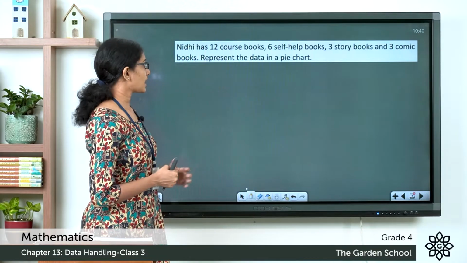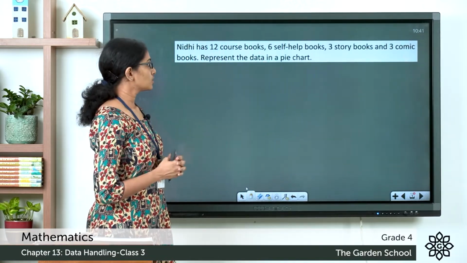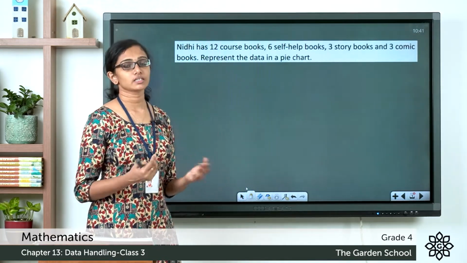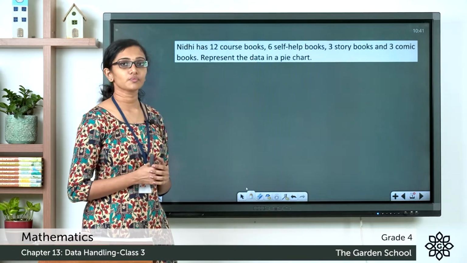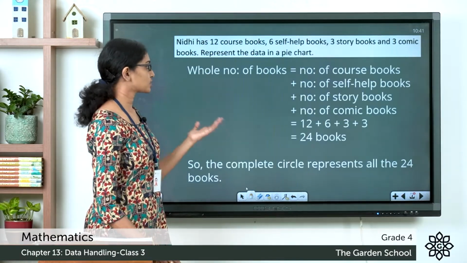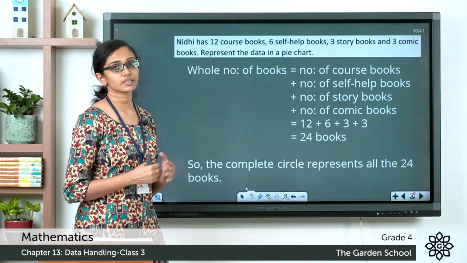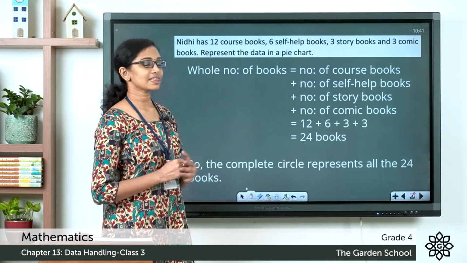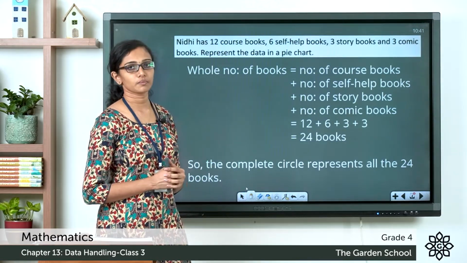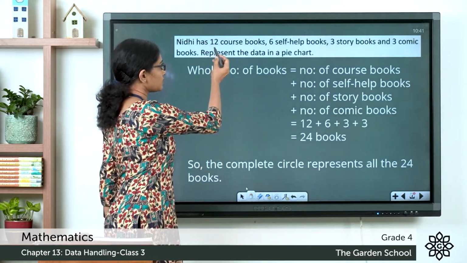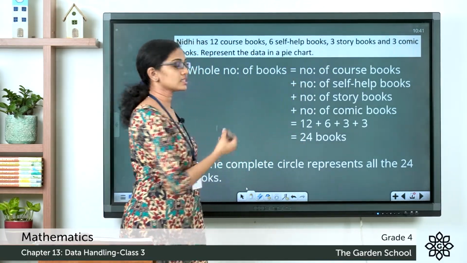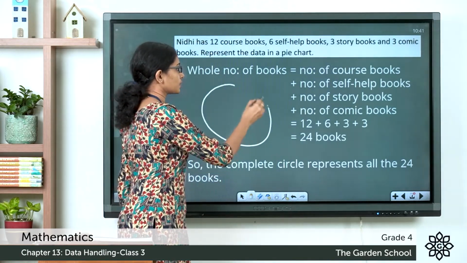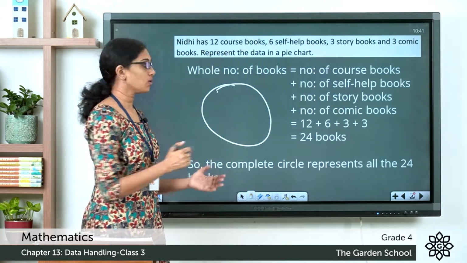So here it is mentioned that Nidhi has these many books. So we need to find out how many total number of books should be represented in that circle. So what is the total number of books that she has? The total number of books that she has, or the whole number of books she has, will be equal to the number of course books plus the number of self-help books plus the number of story books plus the number of comic books. And that is equal to 12 plus 6 plus 3 plus 3, and that is equal to 24 books. So this means that the whole circle of the pie chart will be representing a whole 24 books.